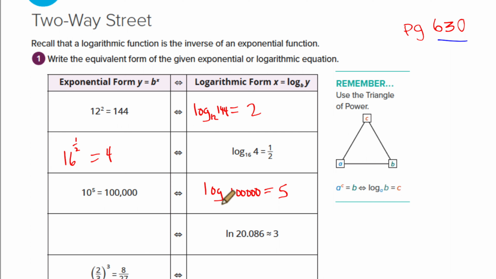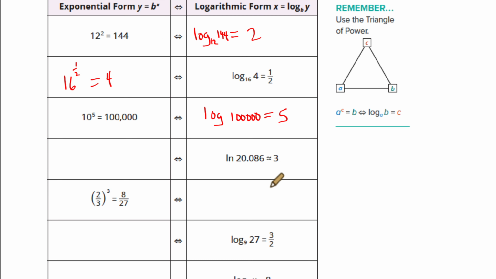If you don't write the 10, then we're assuming that there's a 10 there. That's just called a common log, as opposed to a natural log. What happens if you have ln, the natural log? Well, that means that we have a log base e. Remember e? That is Euler's number.